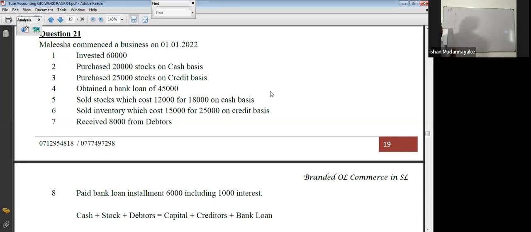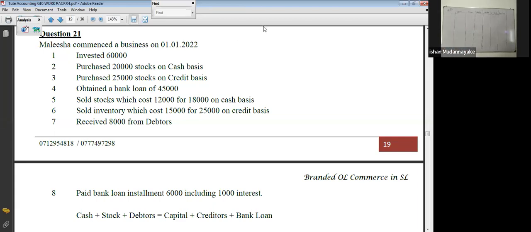Question 21. Cash, stock, debtors, and then creditors and bank loan. Right. Cash, stock, debtors, capital, creditors, bank loan. Right, question 21.